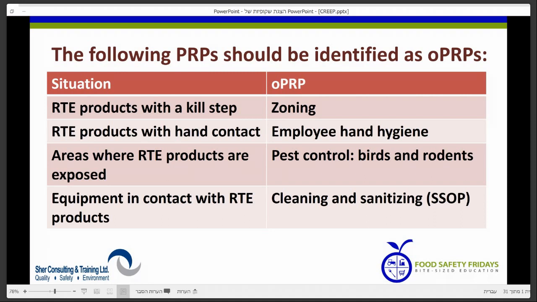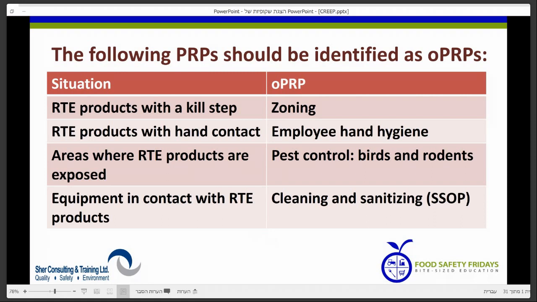Now, what's the difference between a PRP and OPRP, again, it's not the scope of this lecture, but it's important to understand that OPRPs are as important as CCPs. They must be validated, they must be monitored, they must be verified.